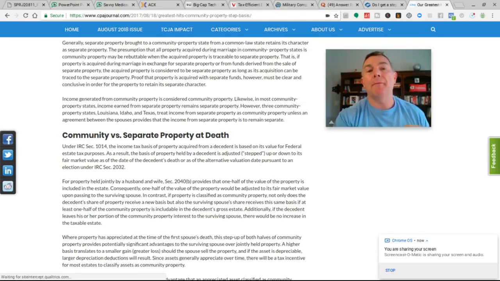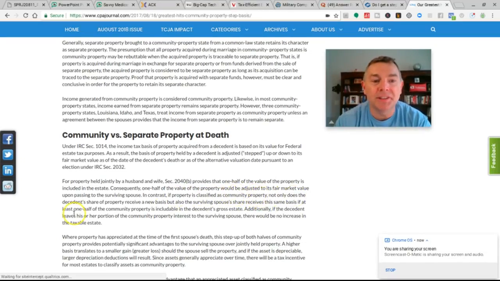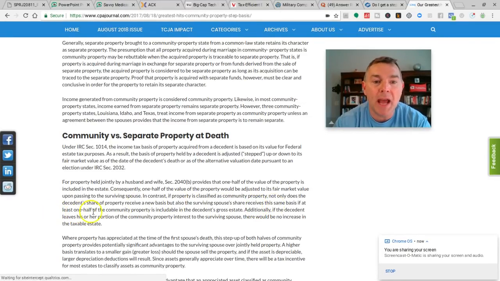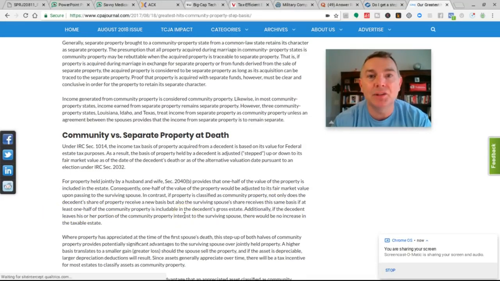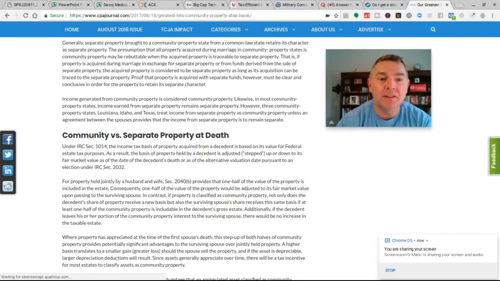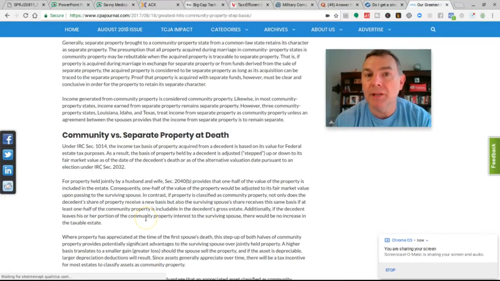I die. My half is included in the estate. My wife inherits that half, 100% step up on that half of the property. Now, I will get deeper into what step up means, but just remember that. In contrast, it's just awesome. If property is classified as community property, not only does the decedent's share of the property receive a new basis, but also the surviving spouse's share receives the same basis if at least one half of the community property is includable in the decedent's gross estate. Additionally, if the decedent leaves his or her portion of the community property interest to the surviving spouse, there would be no increase in taxable estate.